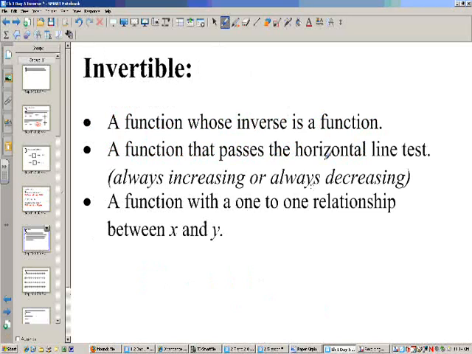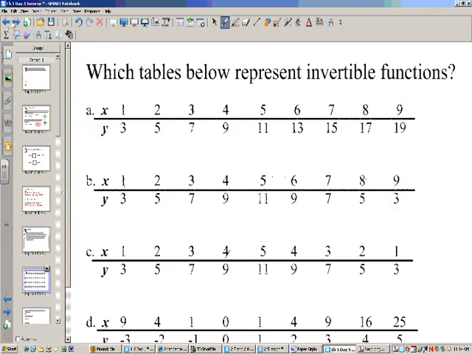All right. Now, an invertible function is a function whose inverse is also a function. To do this, the original function has to pass a horizontal line test. You're used to a vertical line test for finding out if a relation is a function. To figure out if a function is invertible, we do a horizontal line test. It's invertible if there's a one-to-one relationship between the x and y, so for each x there's one y, and for each y there's only one x.